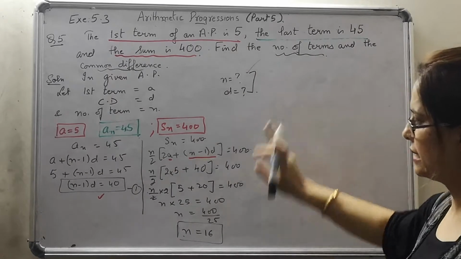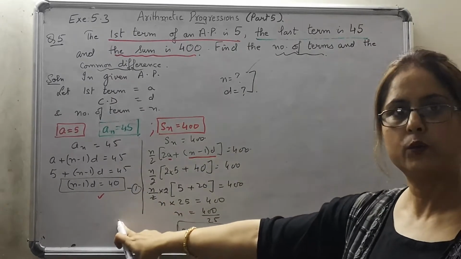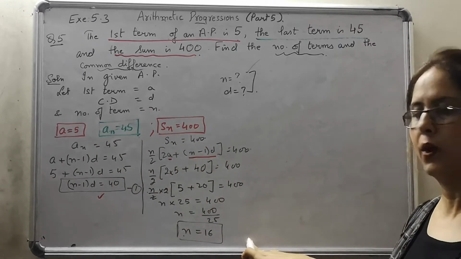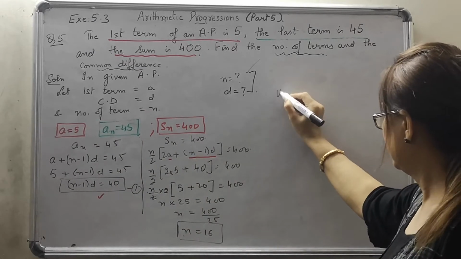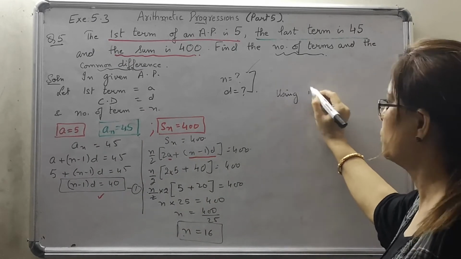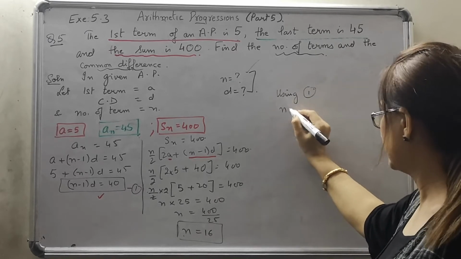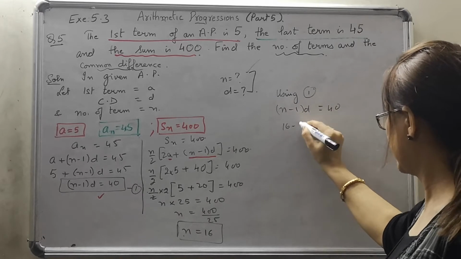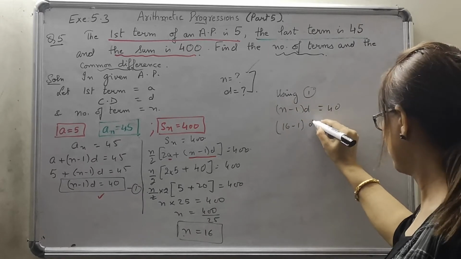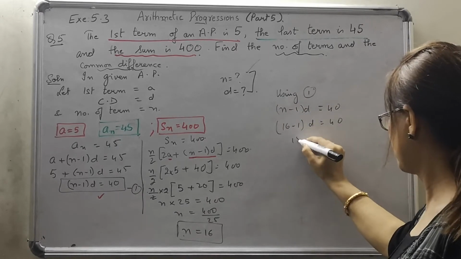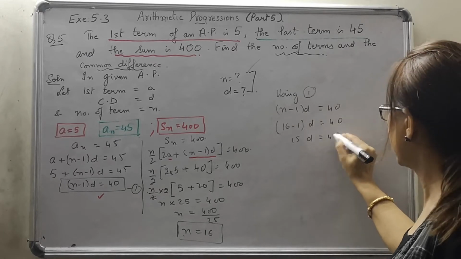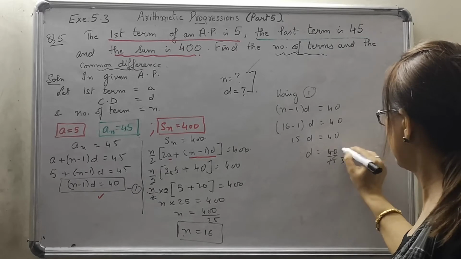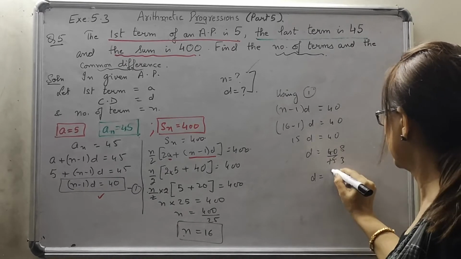Now we have to work on D, and as you can see, if we work on equation number 1, we'll substitute the value of N that we have got over here and we'll get the value of D. Using 1, N minus 1 into D is given to you as 40. So this is 16 minus 1 into D. D we have to find out. So this is 15 into D is 40. That implies D is equal to 40 upon 15. 5 3s are 15, 5 8s are 40. So D is 8 upon 3.